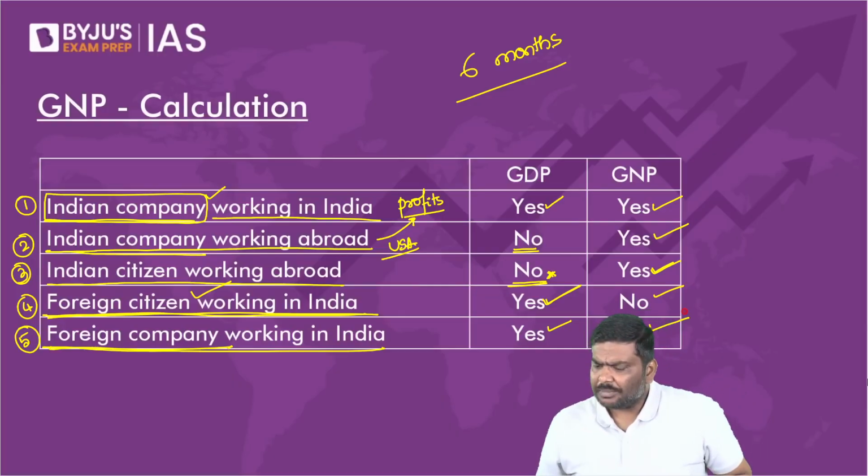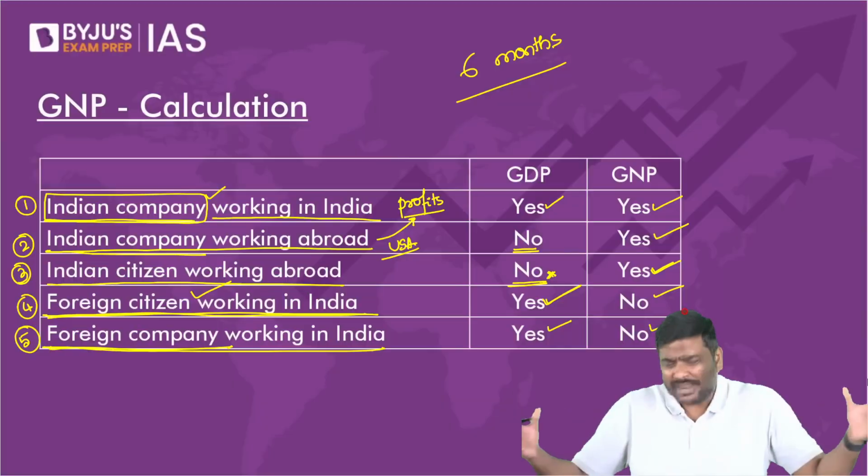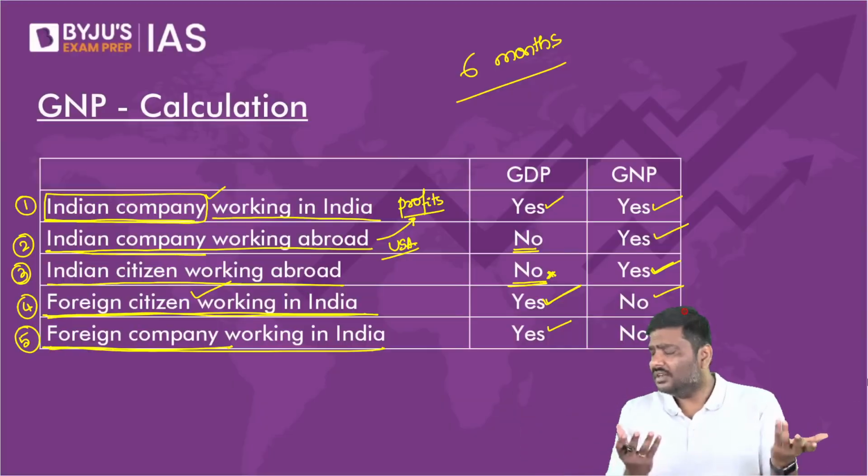Sir, if an Indian company is operating in USA, it will pay taxes to the US government, then won't it give a misleading figure if you include it in India's GNP? My dear, GDP is different, GNP is different. Why are you combining both of them? Both are different.